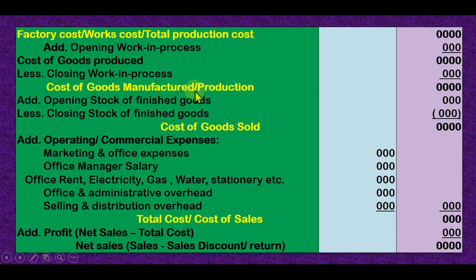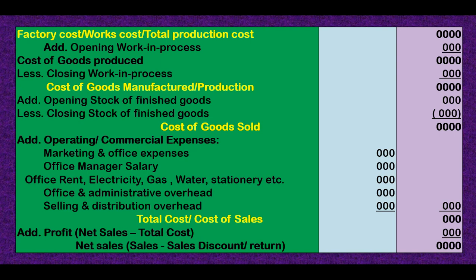Dear student, now with this cost of goods manufactured and production, we have to add opening stock of finished goods and we have to subtract closing stock of finished goods. Then this is cost of goods sold. Another important requirement, find the amount of cost of goods sold. Cost of goods manufactured added with opening stock of finished goods is goods available for sale. If we subtract closing stock of finished goods, then this is cost of goods sold.